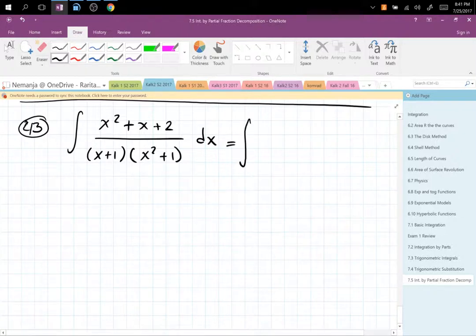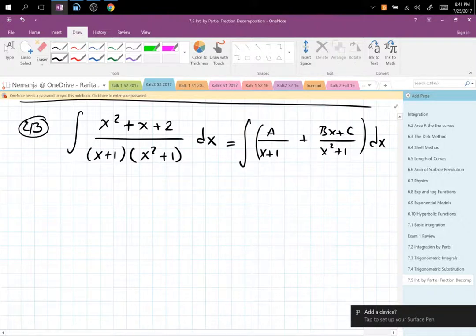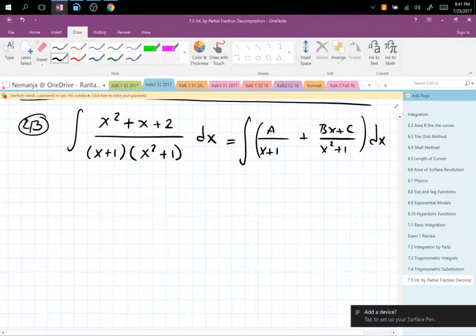So the setup here, right, is A over x plus 1 plus Bx plus C over x squared plus 1 dx. You see, these parentheses are not for decoration. We need them there because it's times dx. The next order of business is to solve this. So I have A times x squared, so Ax.